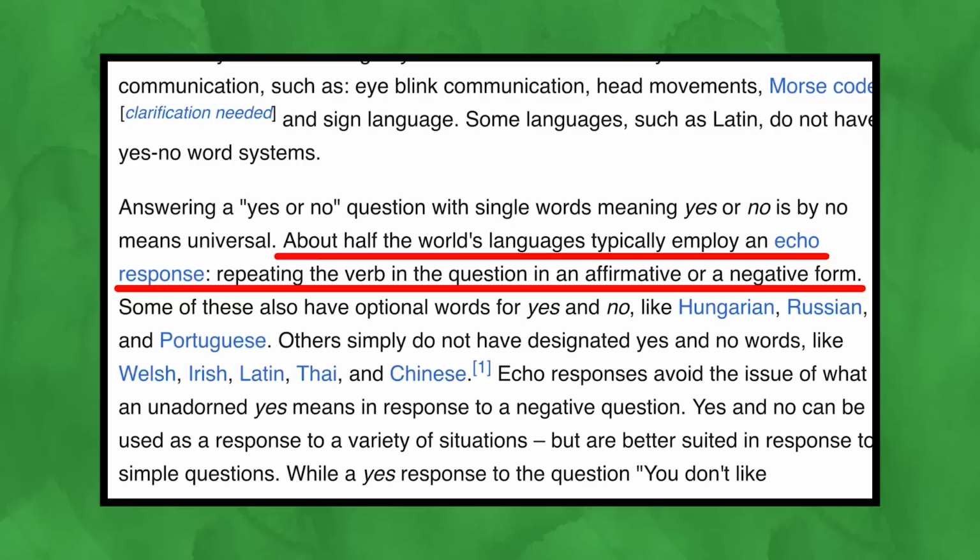I don't know. This is how echo answers work, and they can be applicable to pretty much all yes or no questions. And this is how many languages across the globe go around answering these simple questions. According to one Wikipedia page, around half the world's languages use echo answers, so there's clearly a lot of them out there.